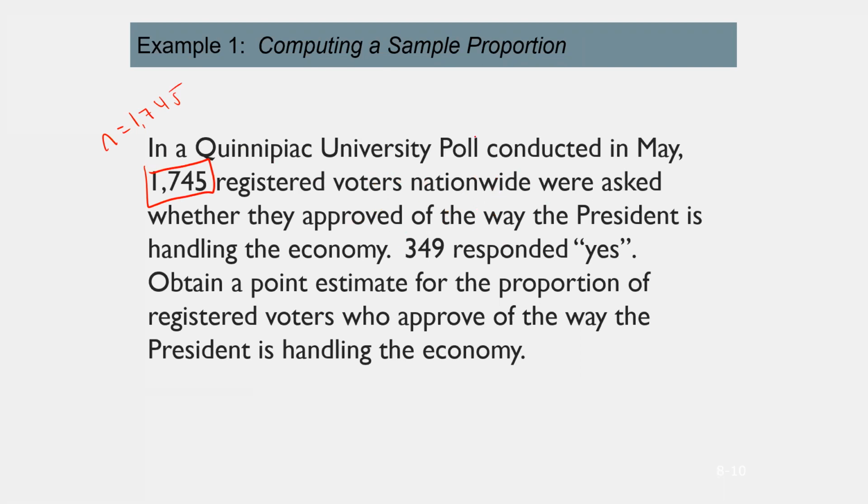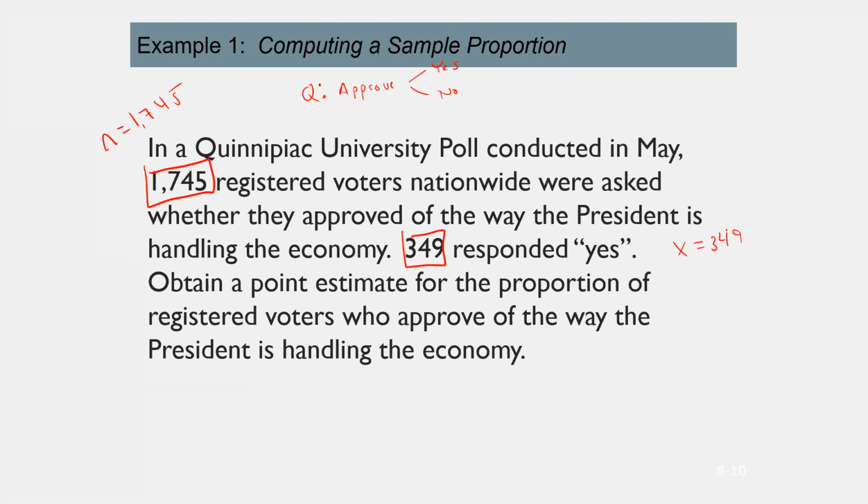So the question was approve, and you only have two characteristics. It's either yes, you approve, or no, you do not approve. So you either have the characteristic of yes, you approve, or the opposite of it, that you don't. 349 responded yes. So that's my x, the number of people who said, yeah, doing a great job.